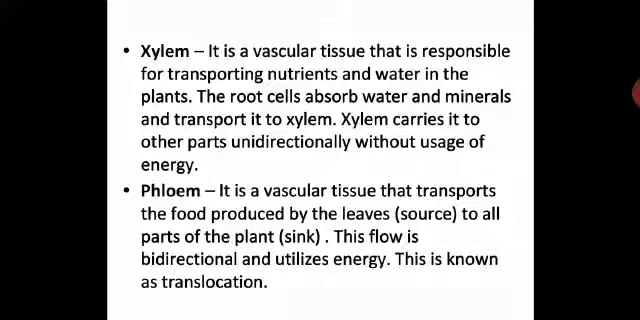What does phloem do? Phloem is again a vascular tissue that transports the food produced by the leaves to all the parts of the plant. That is the sink. This flow is bidirectional and utilizes energy. That means it has two directions. This is known as translocation. So it is transporting food produced by the leaves to all the parts of the body, and this flow is bidirectional. This is known as translocation.